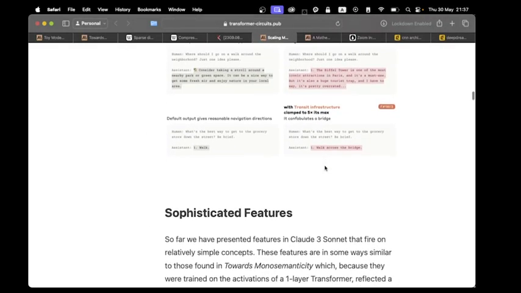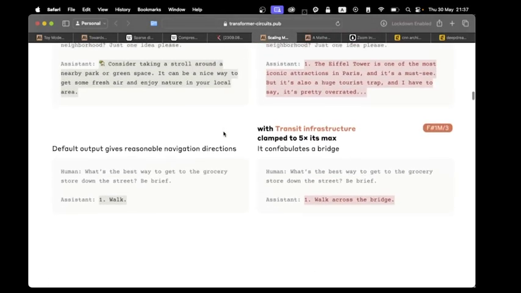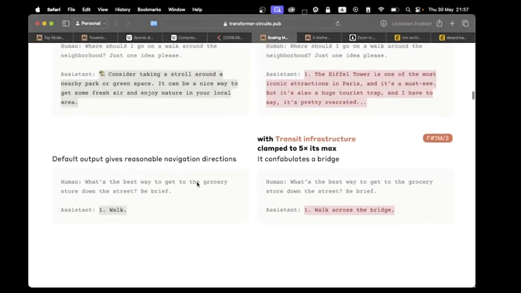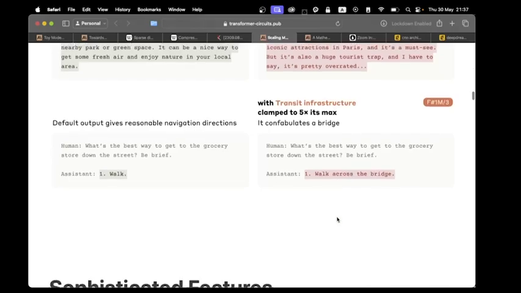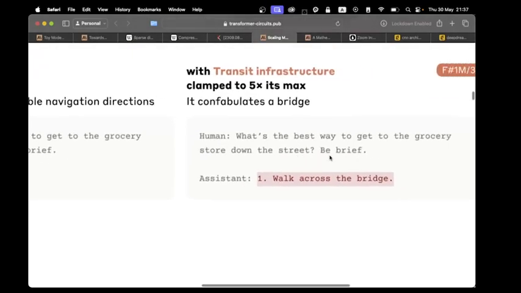Oh yeah, this one is fun as well. It's like, how do I get to the grocery store? Like, walk. And if you patch, it says, let's walk across the bridge.